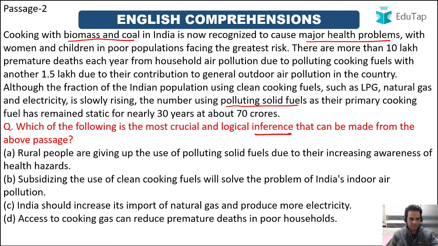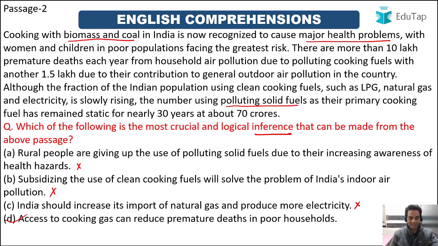So let's read the options, guys. Rural people are giving up the use of polluting solid fuels due to their increasing awareness of health hazards. No. Subsidizing the use of clean cooking fuels will solve the problem of India's indoor air pollution. Okay. India should increase its import of natural gas and produce more electricity, or access to cooking gas can reduce premature deaths in poor households. Subsidizing is nowhere being spoken of. It has nowhere mentioned that it is expensive or something like that. Import and export is not even discussed in the passage. So I think the correct option is access to cooking gas.